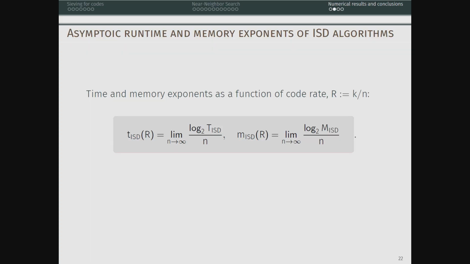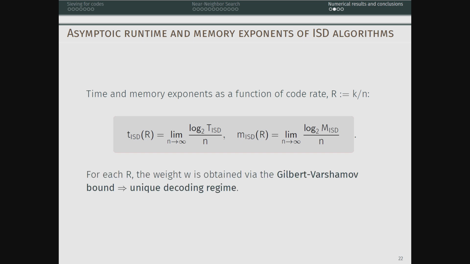Now, I would like to present the numerical results that give you a better intuition of the improvements we obtained. As I already mentioned, we were primarily interested in the asymptotic runtime, and more precisely in the exponents of the asymptotic runtime. These are functions of the code rate R, which is the proportion between the code dimension and the code length. For each R, we also determined the value of W that corresponds to the Gilbert-Varshamov bound, which gives us the unique decoding regime in which the problem is considered to be the hardest.